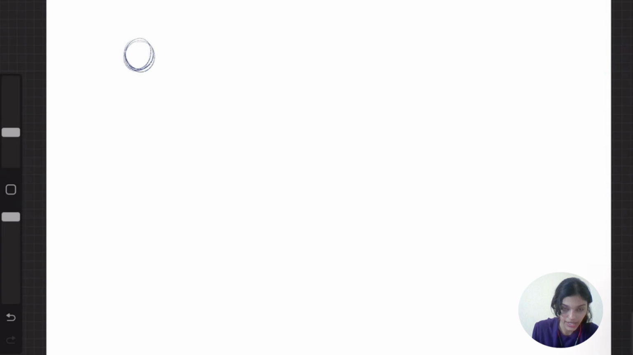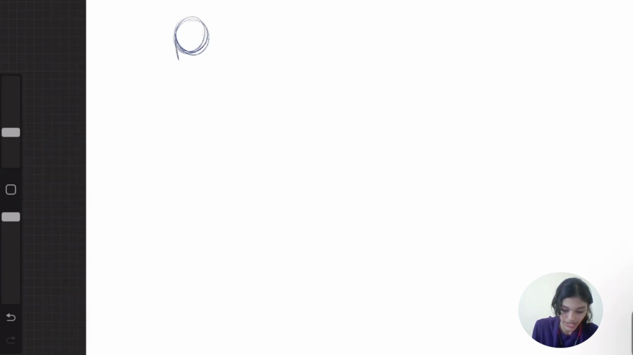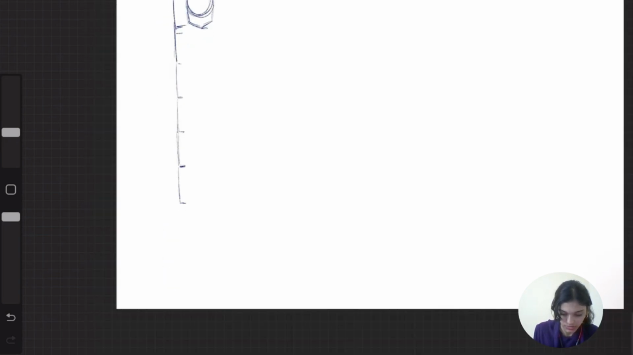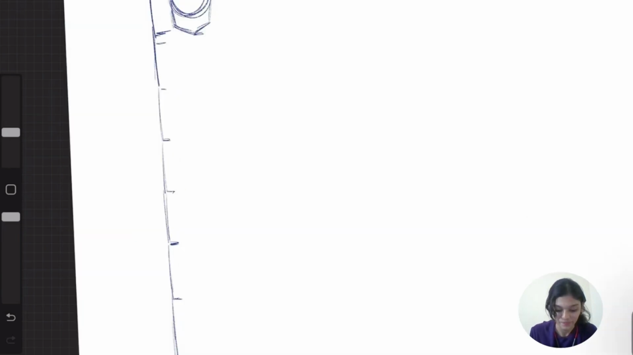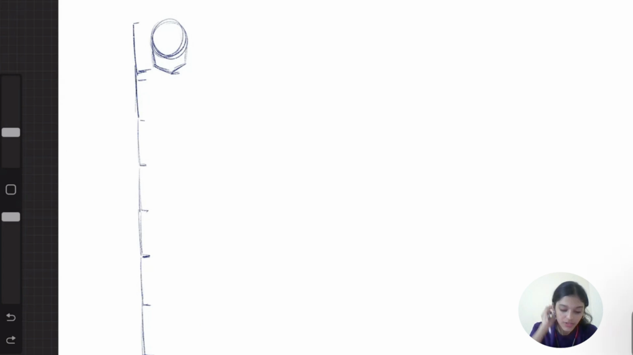So for a male, usually they are 8 heads tall. So if this is a head, and this is the size of that head, they're 8 heads tall. So 1, 2, 3, 4, 5, 6, 7, 8. And the heads include the actual head of the person, okay? All right, so let's move on.